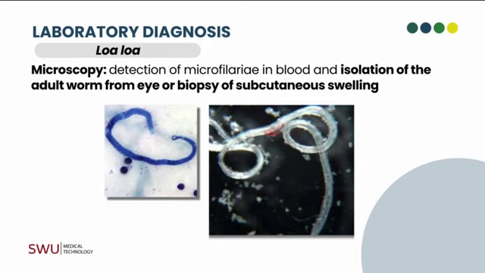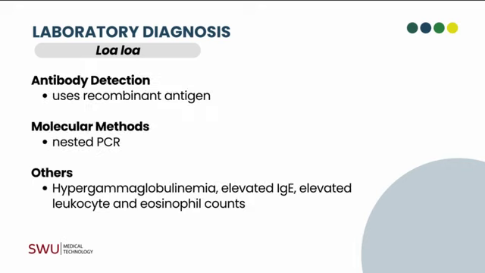Aside from microscopy, we can also perform antibody detection with the use of a recombinant antigen. So, what is a recombinant antigen? It is a specific protein that belongs to the parasite that is artificially produced. It's produced in the laboratory through genetic engineering. So once the antigen is there, it will stimulate the production of the antibody in the human body.